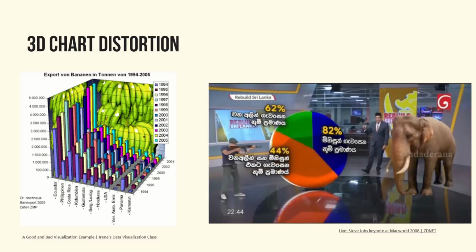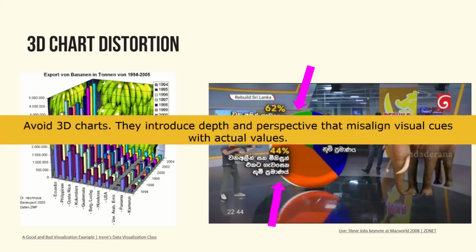And the same happens here, which is a very interesting chart. But you can see that 44% looks bigger even than 82% and 62%. So avoid 3D charts because they will introduce depth and perspective that misalign visual cues with the actual values.